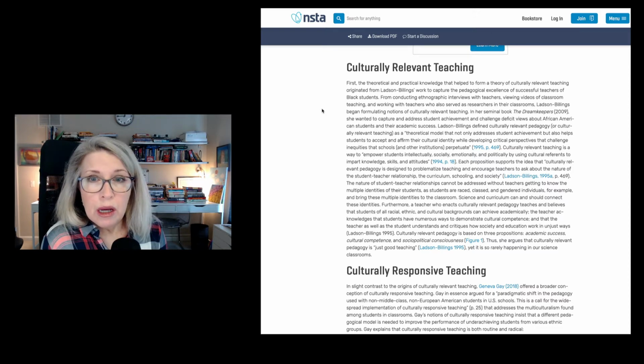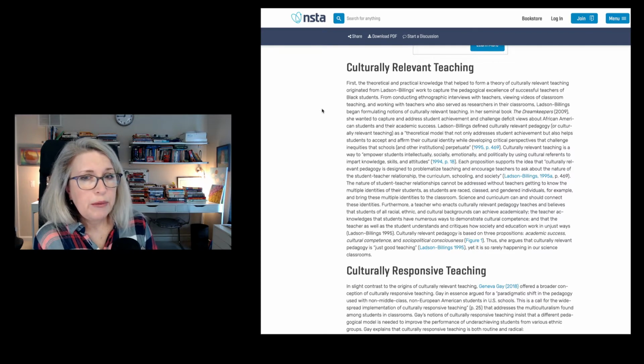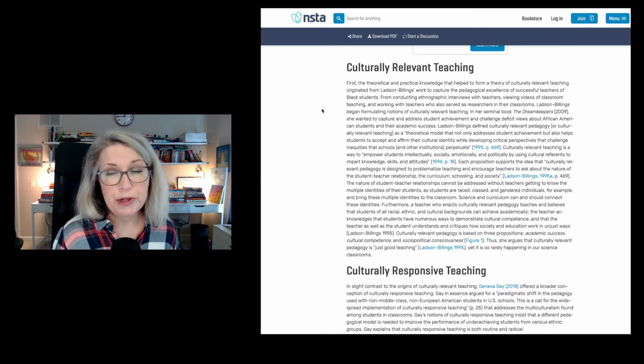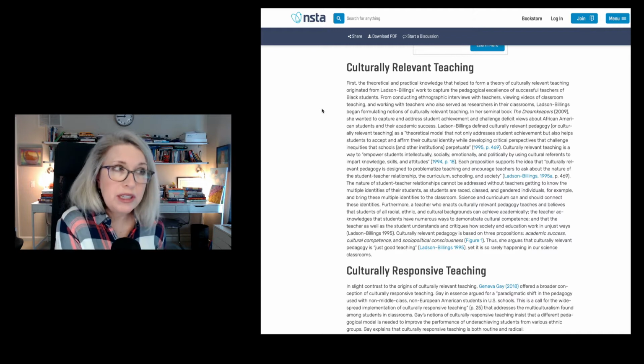Ladson-Billings defined culturally relevant pedagogy or culturally relevant teaching as a theoretical model that not only addresses student achievement, but also helps students to accept and affirm their cultural identity while developing critical perspectives that challenge inequities that schools and other institutions perpetuate. So what I hear there is that we need to affirm their cultural identities if we can readily identify what it is, or that the student will know. Does a 6-year-old know what their cultural identity is? No, the adults have to tell them.